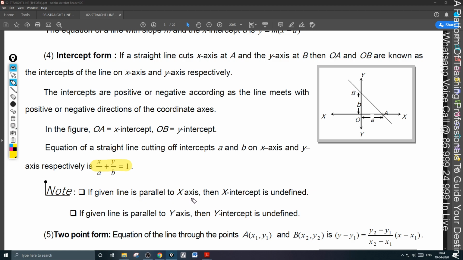If the given line is parallel to the x-axis, then the x-intercept is undefined. Of course, you can understand that. Parallel to the x-axis means the line will be like this. Then in that case, no x-intercept is formed, and hence the x-intercept is said to be undefined. Now if it is parallel to the y-axis, then there will be only an x-intercept and no y-intercept. So if the given line is parallel to the y-axis, the y-intercept is undefined.